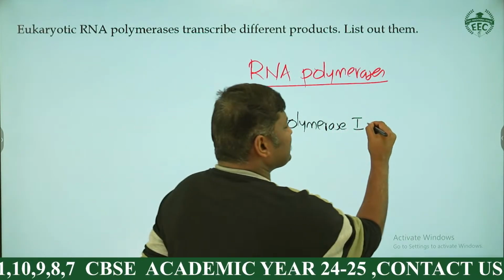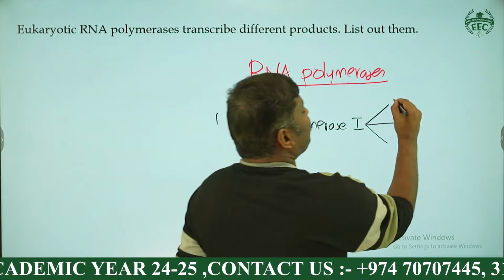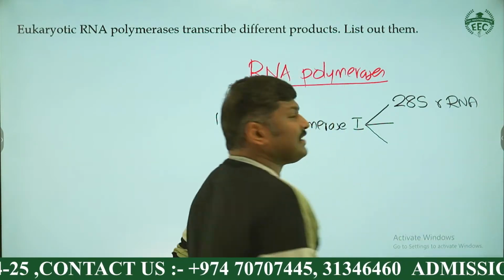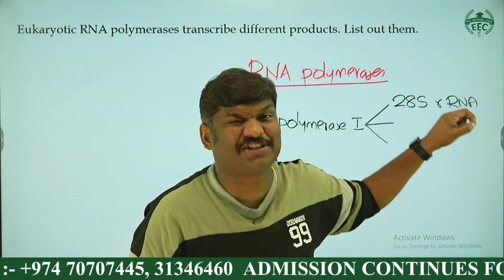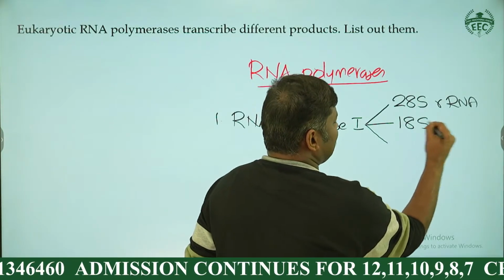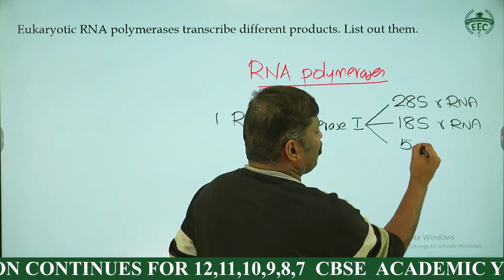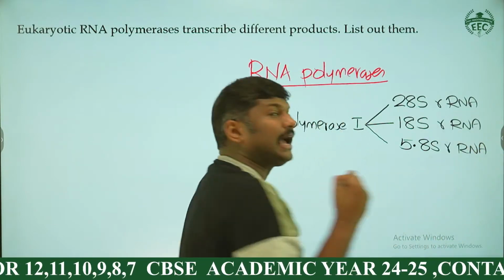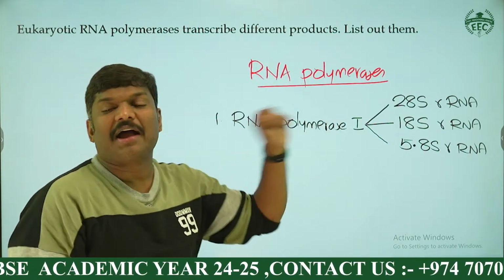RNA polymerase 1 can make 3 different types of rRNA. Look at the board. The first one is 28S rRNA. rRNA means ribosomal RNA, and S is the Svedberg unit, the sedimentation coefficient. The other one is 18S rRNA, and after that 5.8S rRNA. These are the 3 different types of rRNAs produced from RNA polymerase 1.